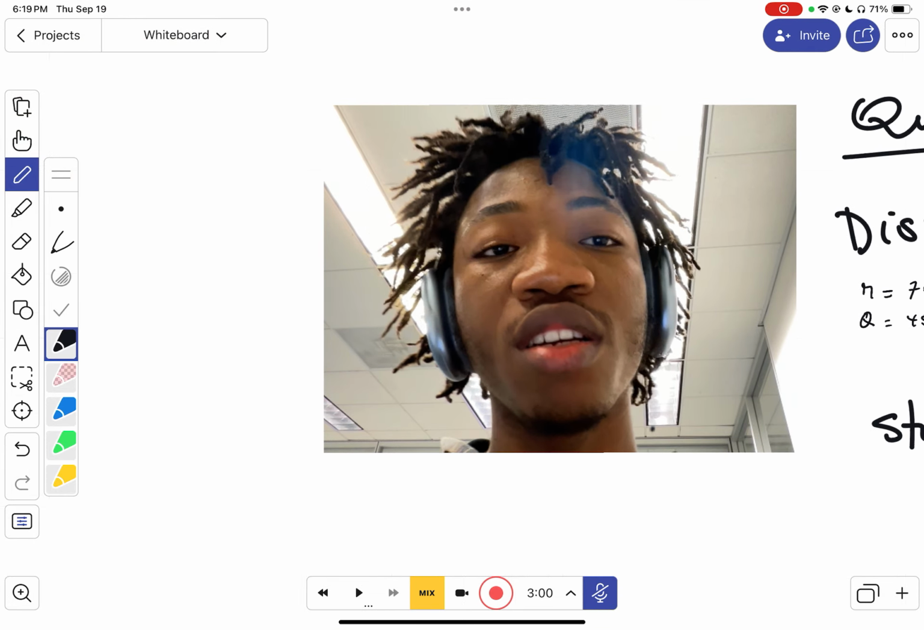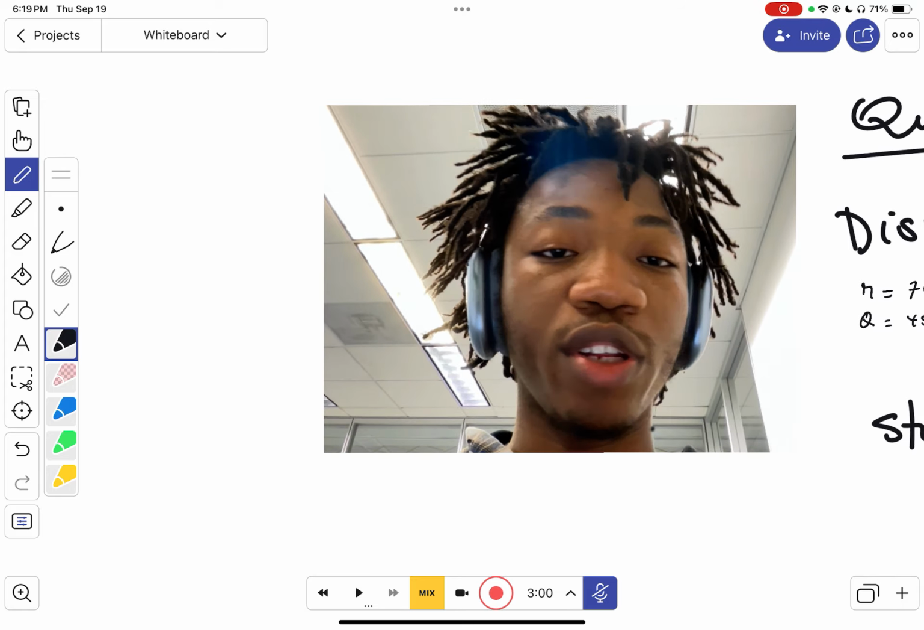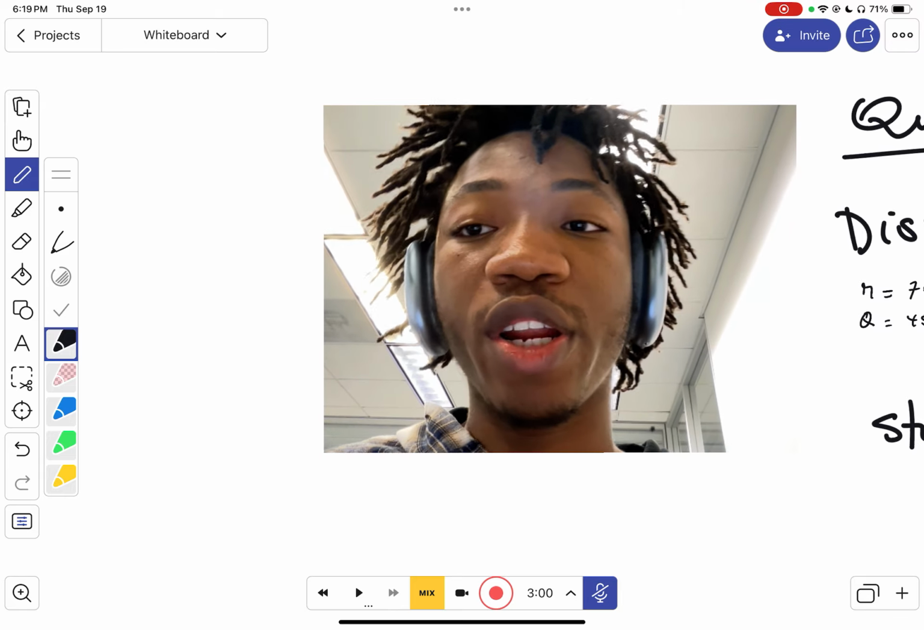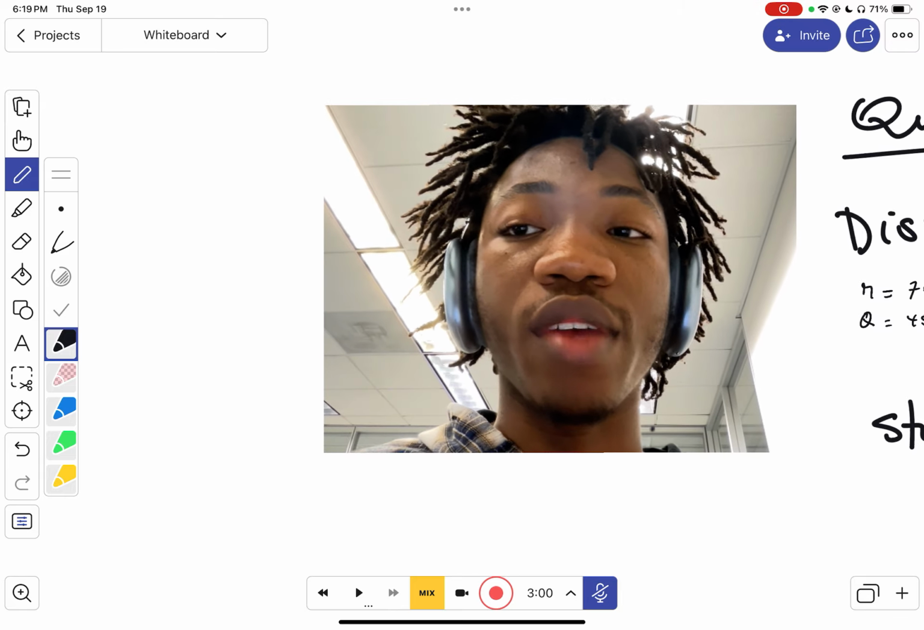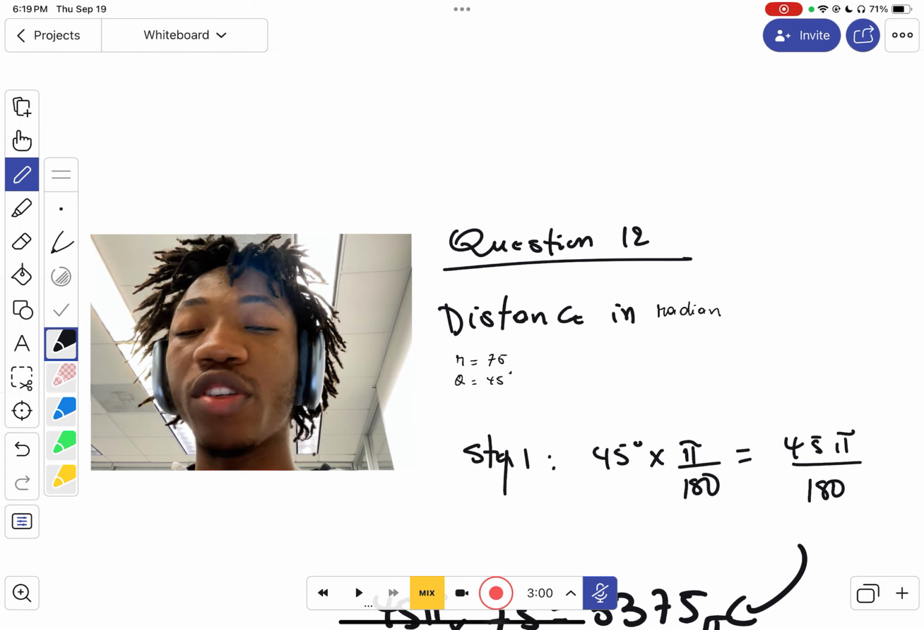So I'm just saying, simplify the fraction. If you don't know which number specifically you need to simplify it with, just try the smallest number and then you gradually go up. And that was pretty much it for question number 12. So I'm going to cover question number 13 now.